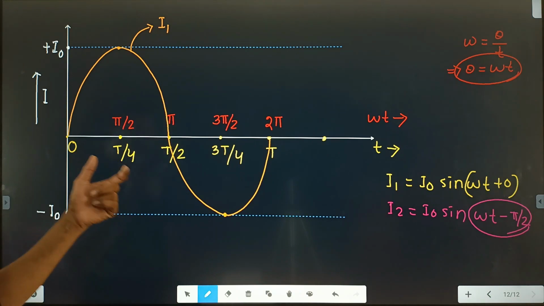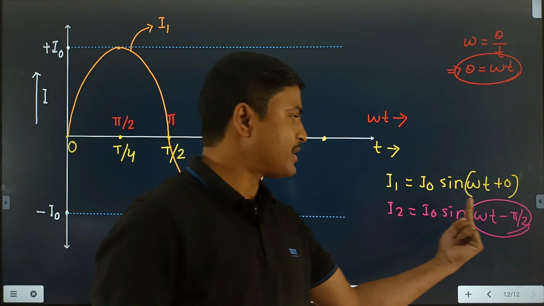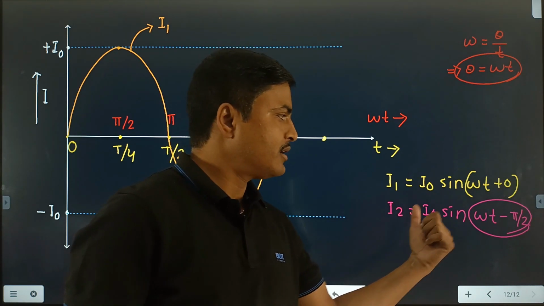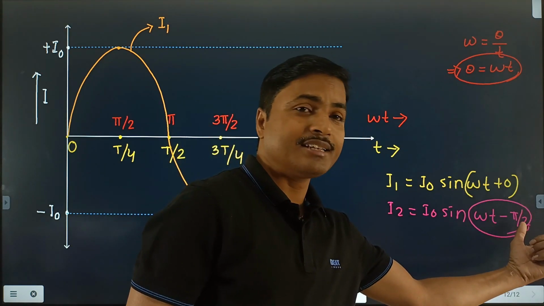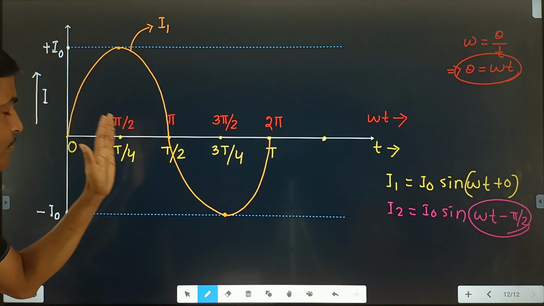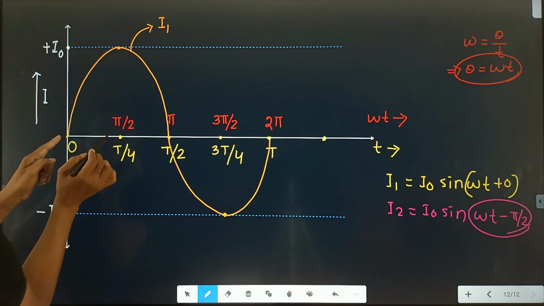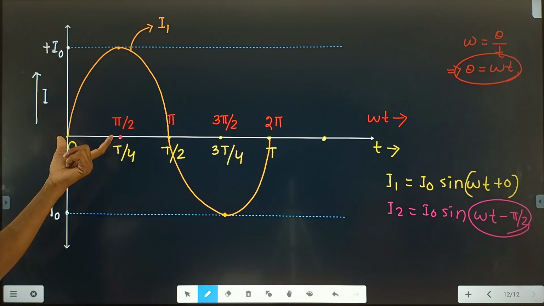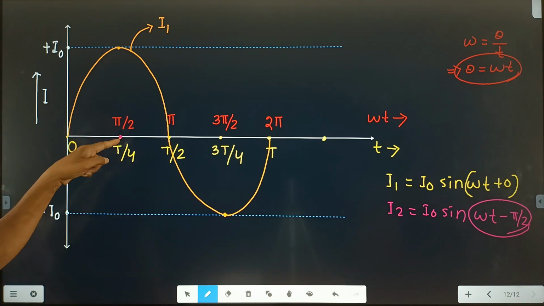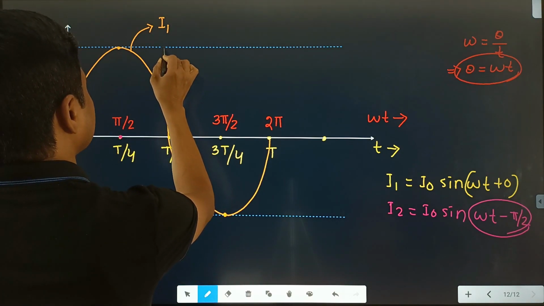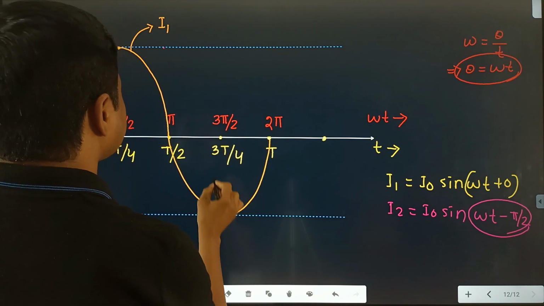Minus pi by 2 means the second wave or current I2 lags behind by a phase angle of pi by 2 radian. Pi by 2 radian means from this point to this point. This is pi by 2 radian. That means the current I2 starts from this point, and you draw the waveform of the current I2.